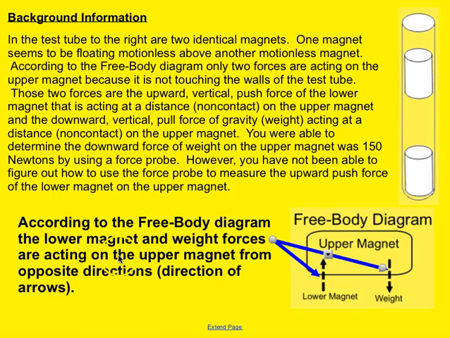Another piece of evidence they had, according to the free body diagram, the lower magnet and weight forces are acting on the upper magnet from opposite directions. You might have had this combined with the last one in the same sentence, but these going in opposite directions is also going to be key to writing a quality claim, and the reasoning especially does support and connect your evidence back to the claim.